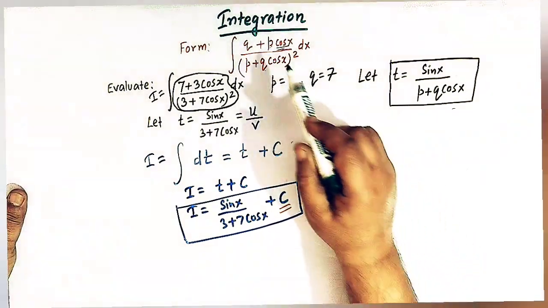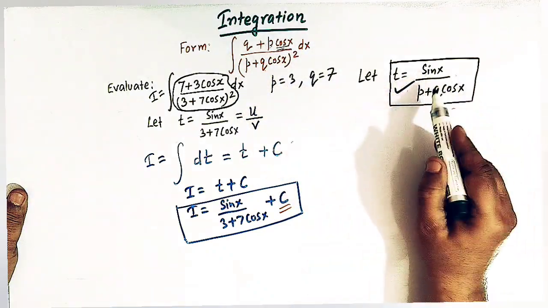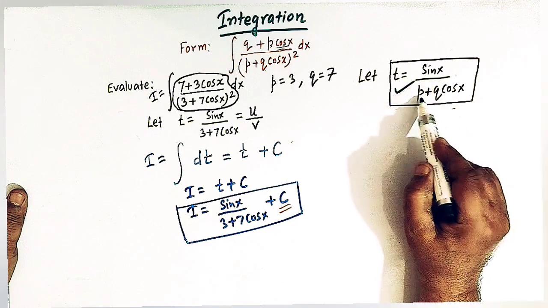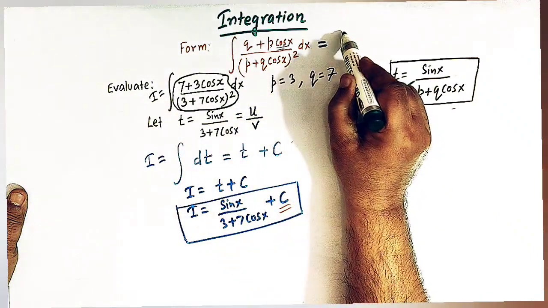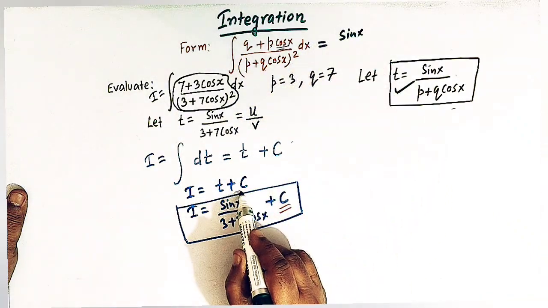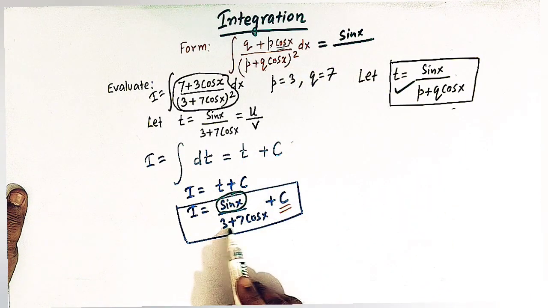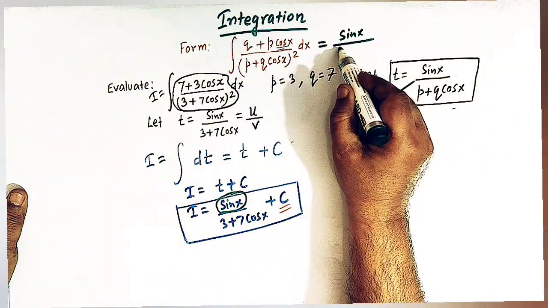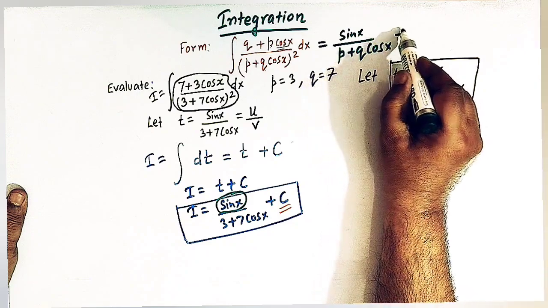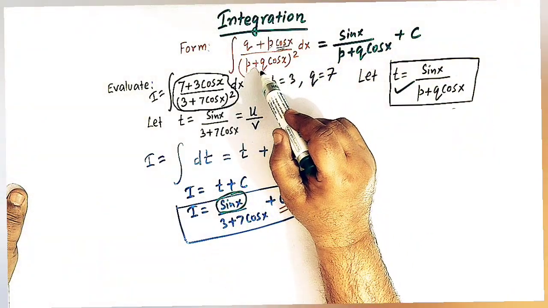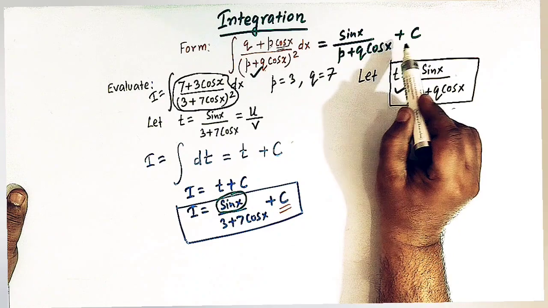So viewers, whenever we have an integral of this type, we'll always make this substitution. Sin x over p plus q cos x, and the value of this integral is always equal to sin x, because see, here we have sin x, and the term is 3 plus 7 cos x. So here we have p plus q cos x, right? And c is the constant of integration. So the value of this kind of integral is always equal to sin x over (p plus q cos x) plus c.